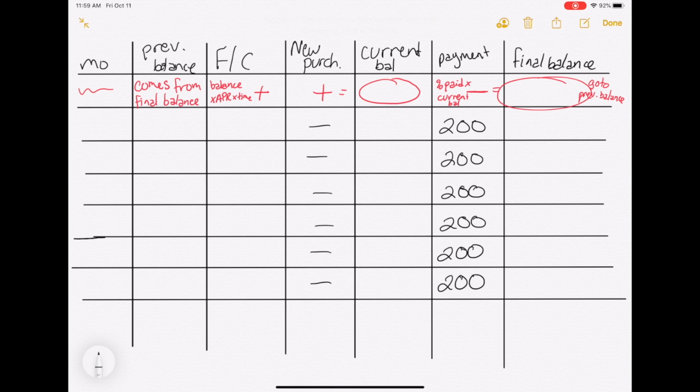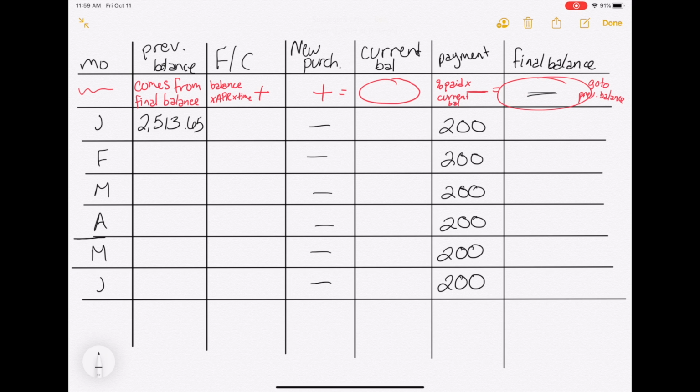And this is going to be for 6 months. So we're going to start paying in January, February, March, April, May, June. Okay, so her previous balance is going to be $2,513.65. Okay, that comes from this final balance right here for December.